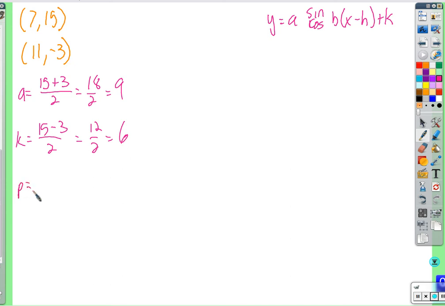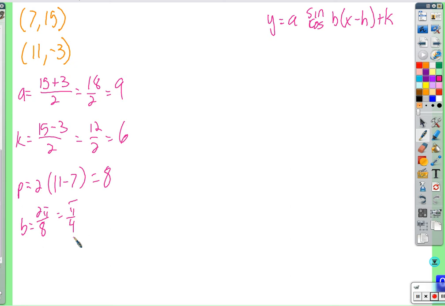So what's the period? 11 minus 7. From 7 to 11 is 4, excuse me. 4 times 2 is 8. So that's the period, but we don't care really about the period. We use that to find B. So 2 pi over 8 gives us B: pi over 4.